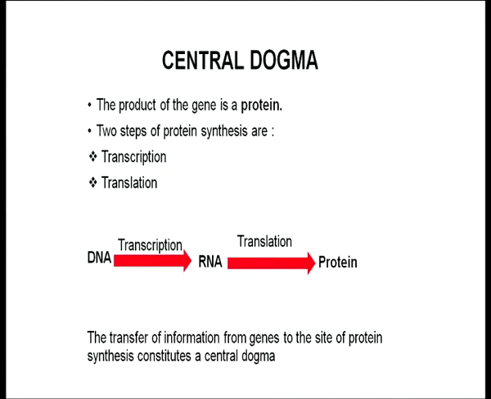Now, we know that the product of the gene is an enzyme or a protein. There are two steps involved in protein synthesis. The two steps are transcription and translation. Transcription means the formation of messenger RNA from the DNA, and translation is the formation of proteins using messenger RNA in the cytoplasm.